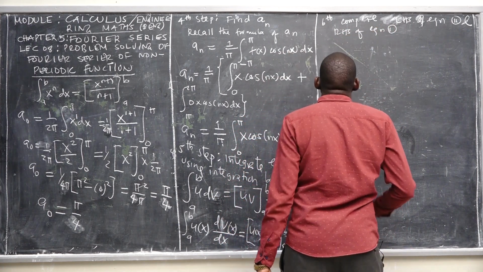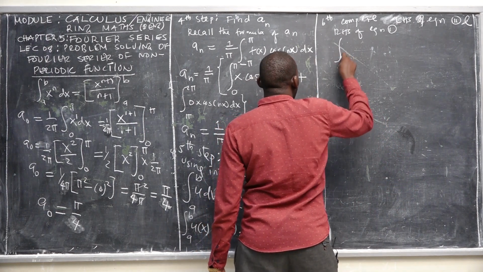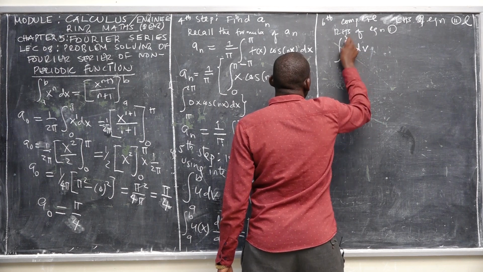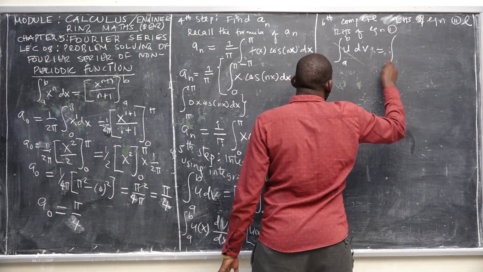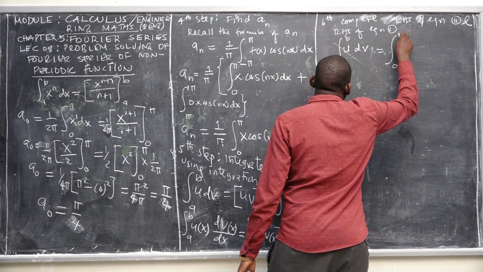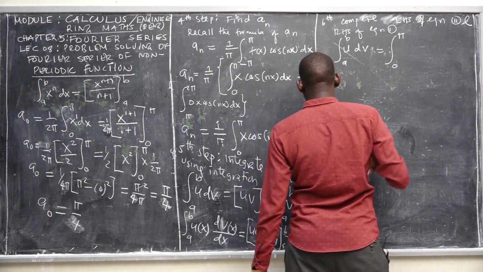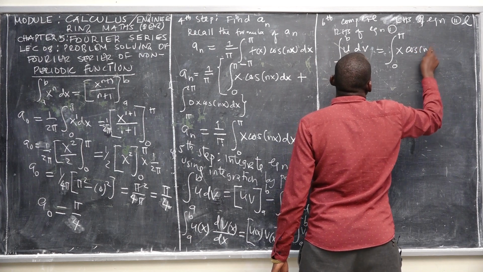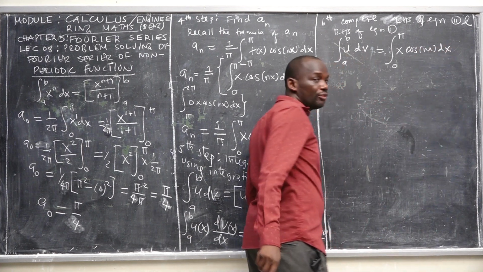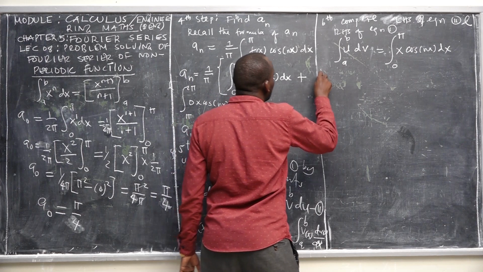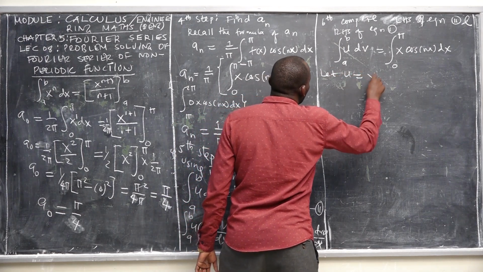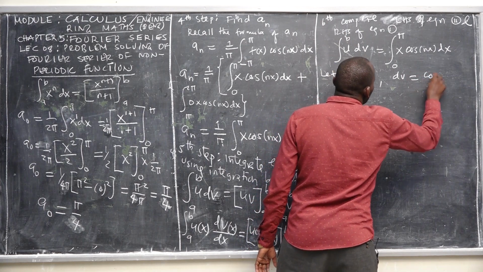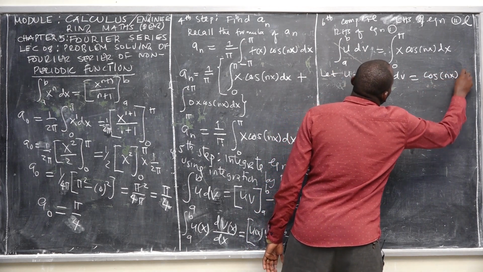To compare, we say that we integrate u dv from a to b. You can compare with the integral from 0 to pi of x times cosine of nx dx. So if you compare, it's just like we say let u be equal to x and let dv be equal to cosine nx dx.